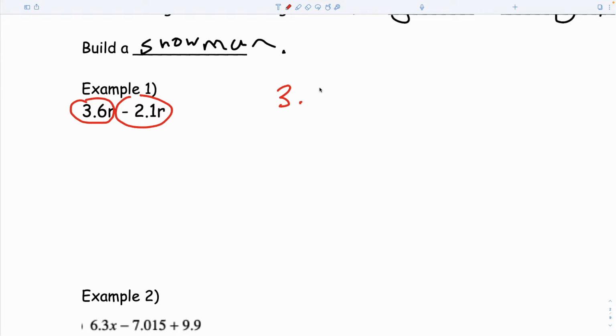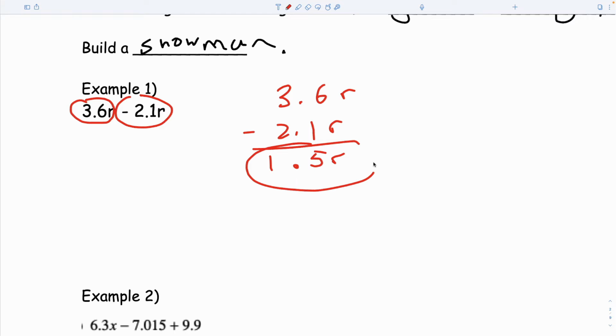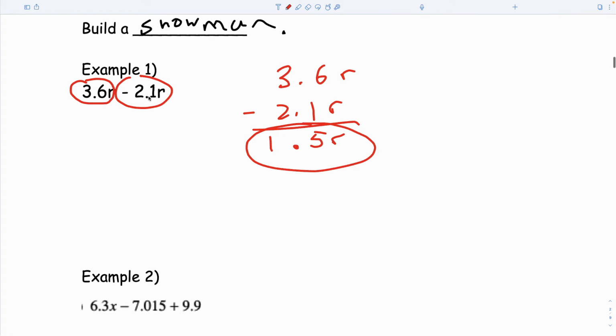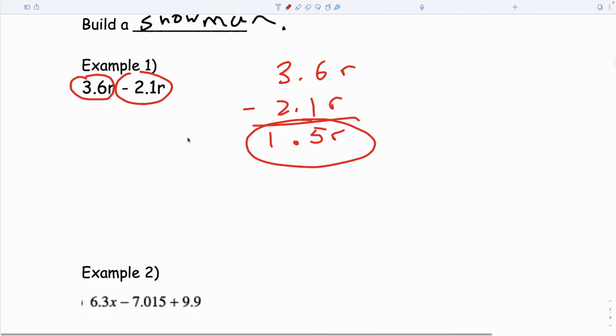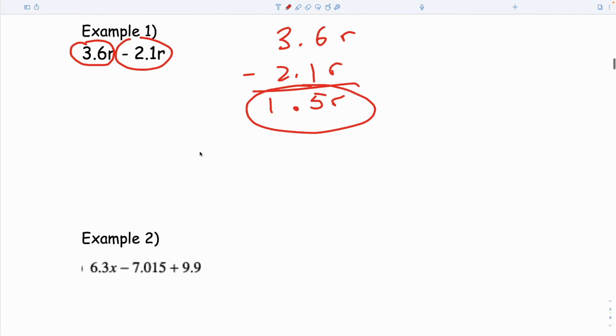So let's make a snowman. 3.6R minus 2.1R. Carry the decimal, and you could probably do that mentally. One of the easier problems you'll ever see. 1.5R. You have to what? Minus it. Yeah, it's a subtraction. It says 3.6 minus 2.1. Be precise with your signs.